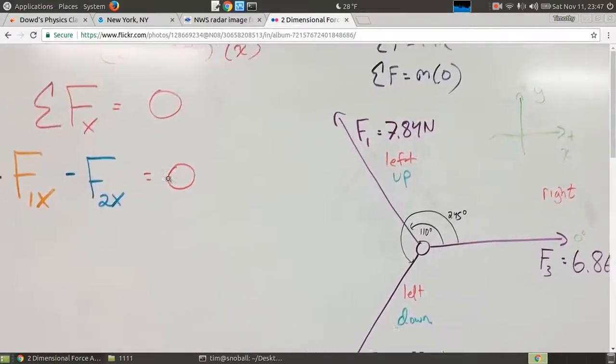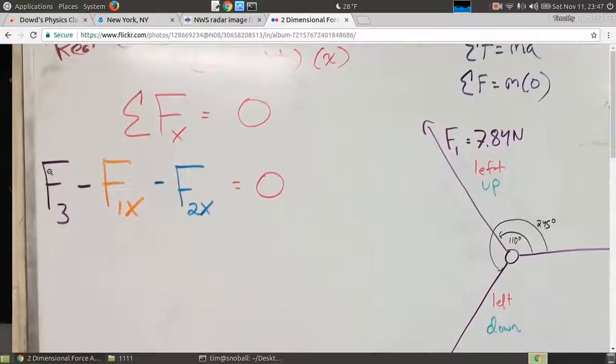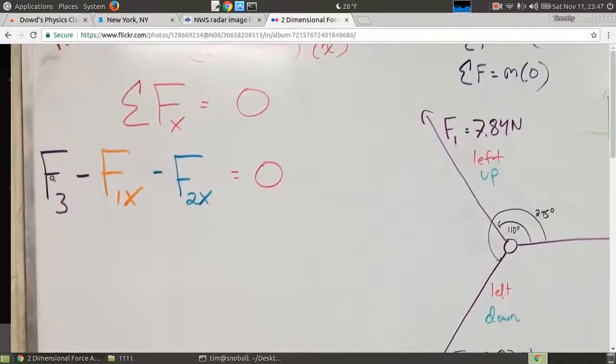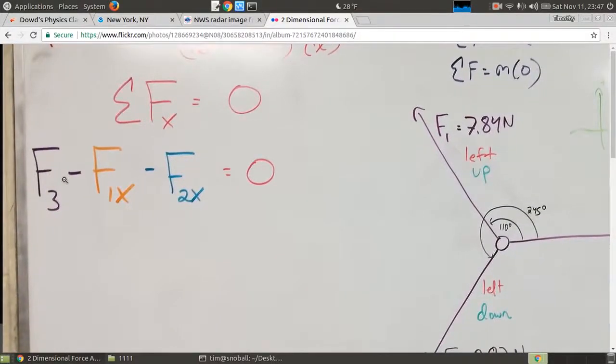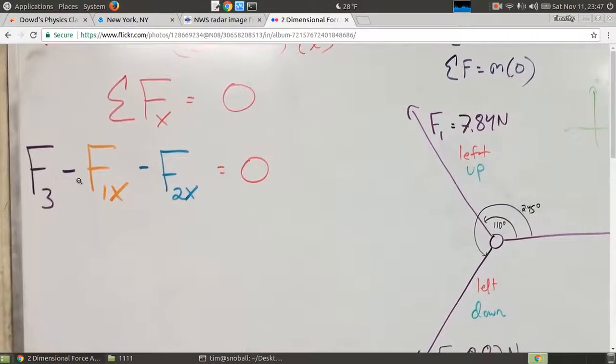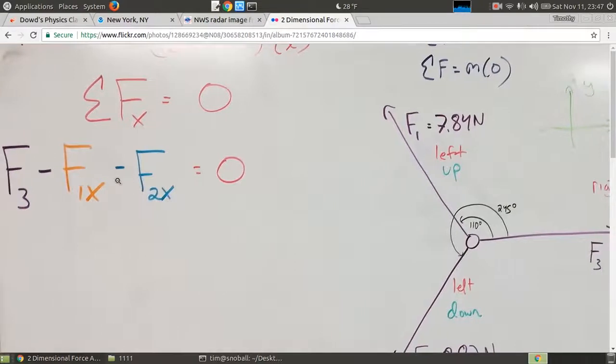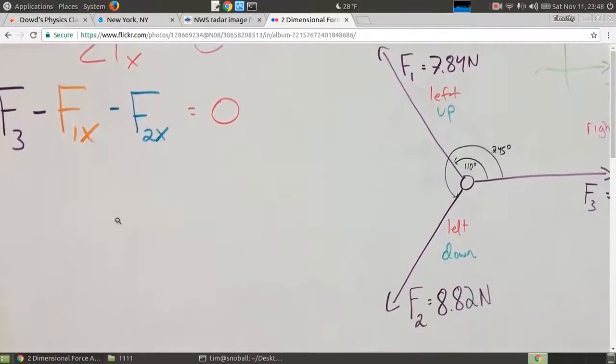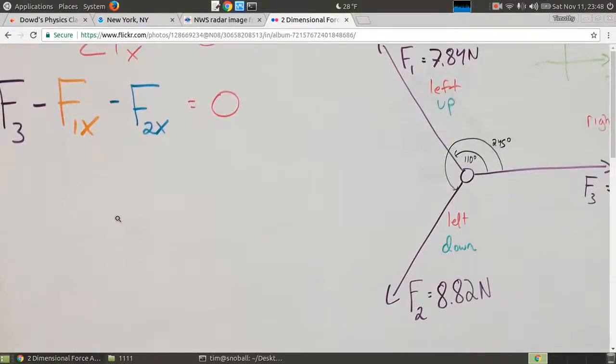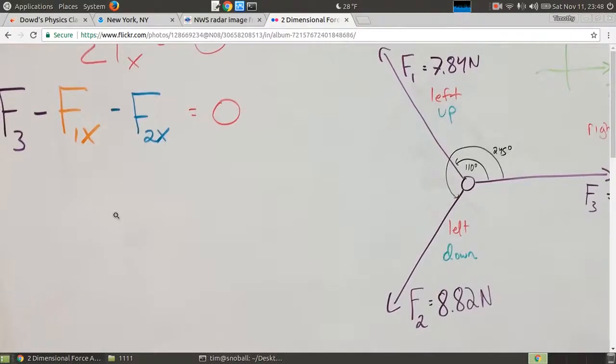If we go over here to sigma F, you can see what I put here. The rightward F3 minus the leftward F1 and the leftward F2. Notice F2 and F1 have an x after. And that's to signify that it's not all of F2 and F1 that we're talking about, just the part that goes left. Right positive, left negative.